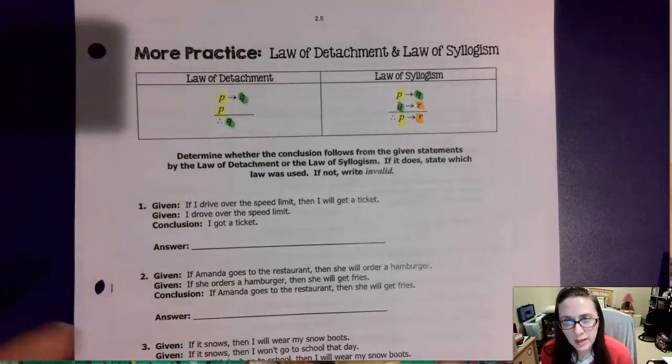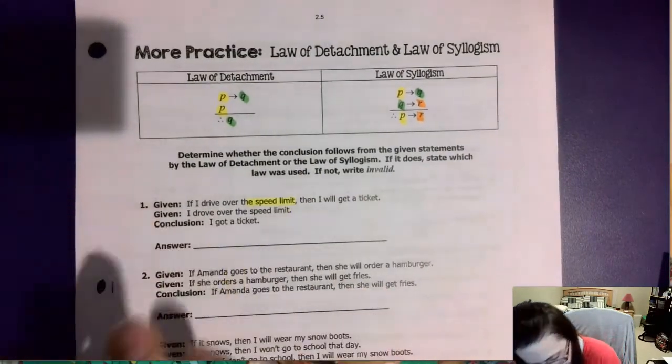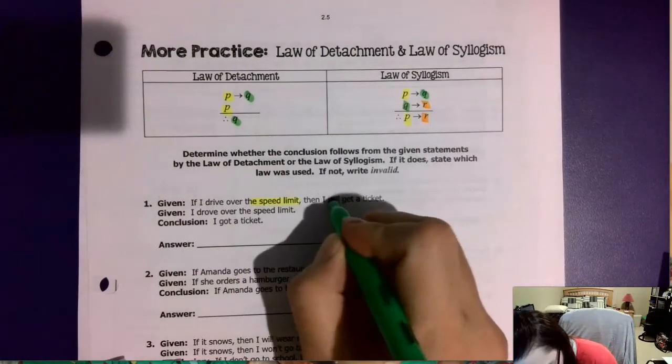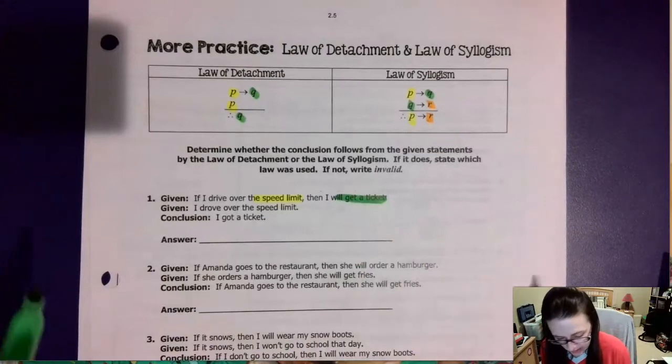Okay, so reading the first one, if I drive over the speed limit is my P, then I will get a ticket is my Q. Well, it tells me I drove over the speed limit, and that happens to be my P.